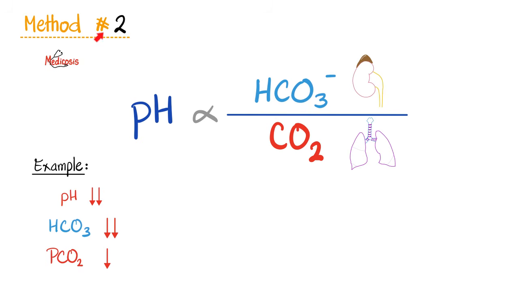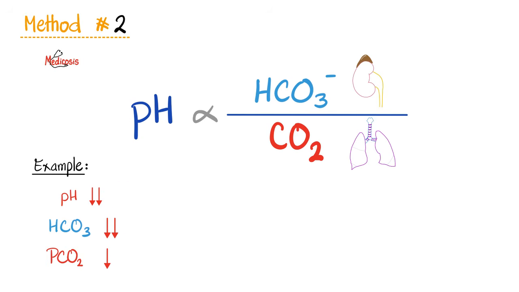Method number 2 to solve any acid-base problem is to use this equation. I call it the golden rule of acid-base. What's that? As in, do unto others what you want them do unto you. Here we're going to say, do unto the lungs what you want the kidneys do unto you. Let me explain. Let's take this example. A patient's pH is low, bicarbonate is low, and carbon dioxide is low.